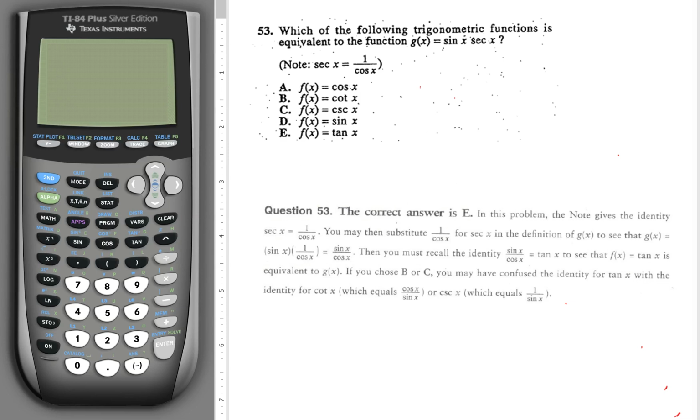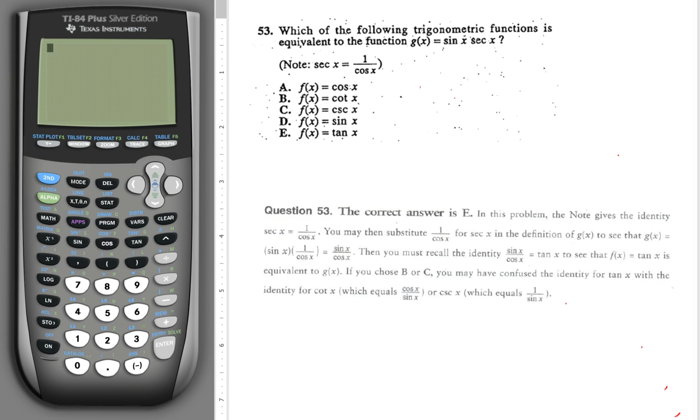It says, which of the following trigonometric functions is equivalent to the function g(x) equals sine x secant x, and it gives us that secant x equals 1 over cosine x. A good number of my students, when they come to me, don't know how to do this. And I teach them this strategy for even other questions where they get something similar to this and don't know what to do. You can see from the answer choices, the answer that the official guide gives, that they just talk in different trig identities. And again, a lot of students aren't comfortable working with those and manipulating them. So this is the strategy I teach them to take the trigonometry out of it.